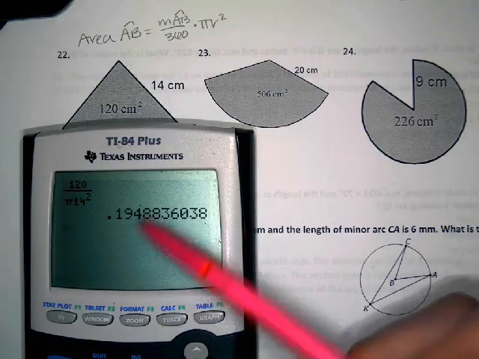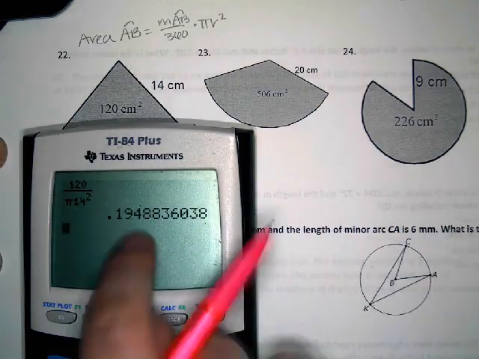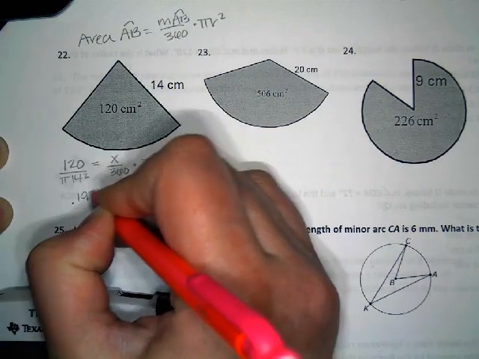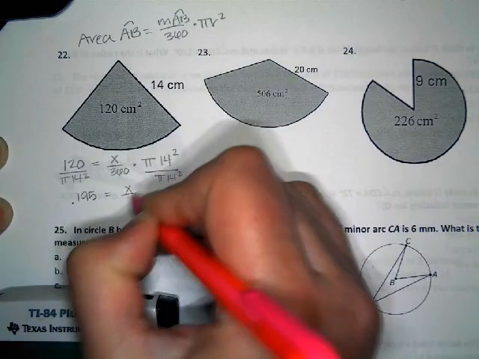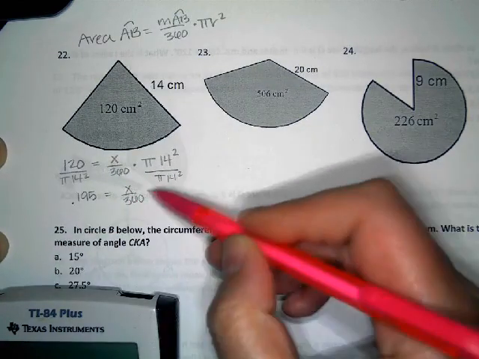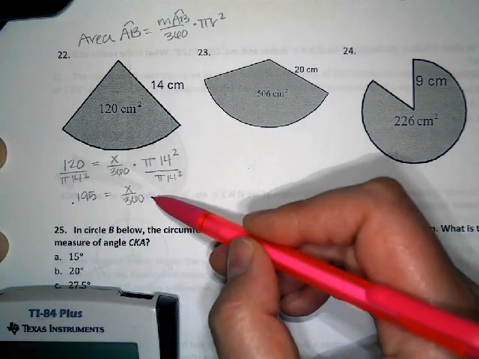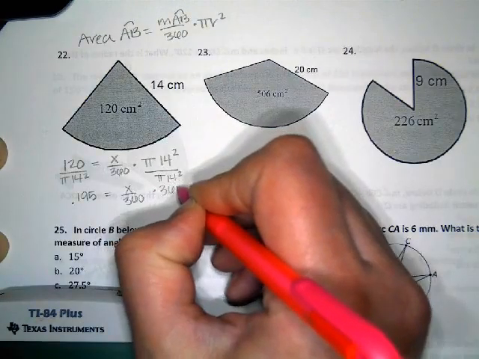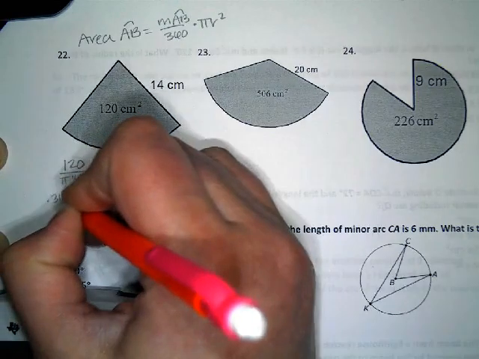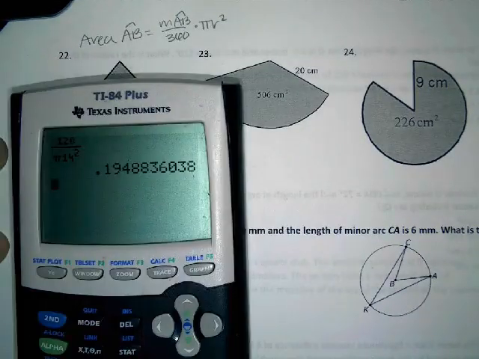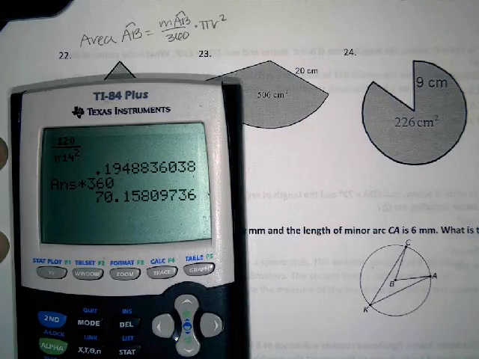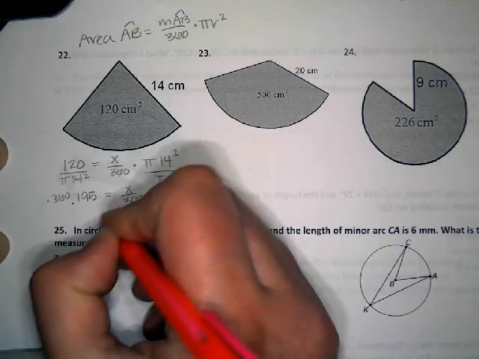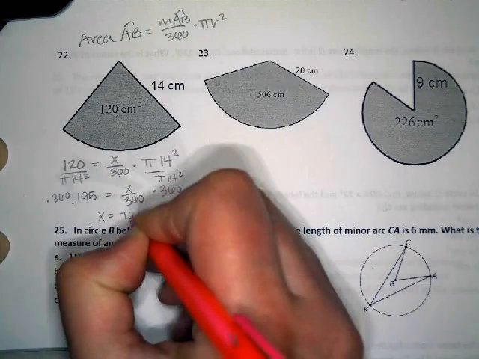0.195 equals x over 360. And then what do I do? Times 360. Okay. 70.158. X is 70.158 degrees. Okay, make sense?